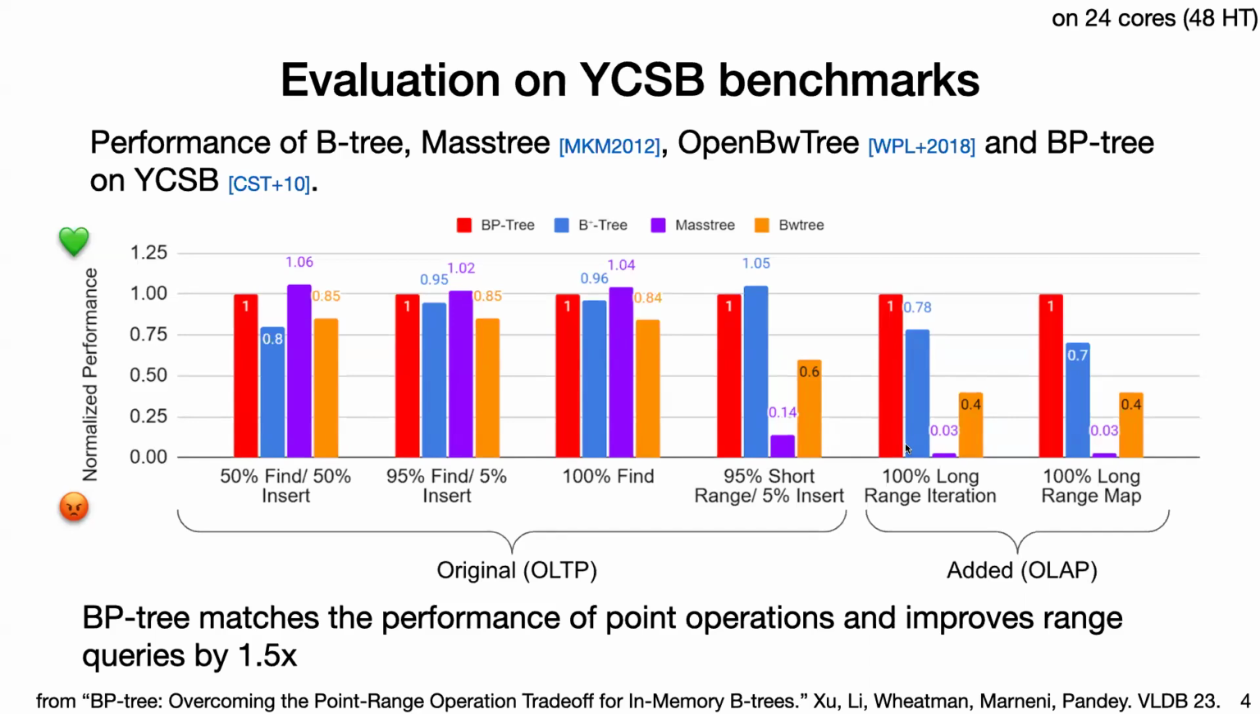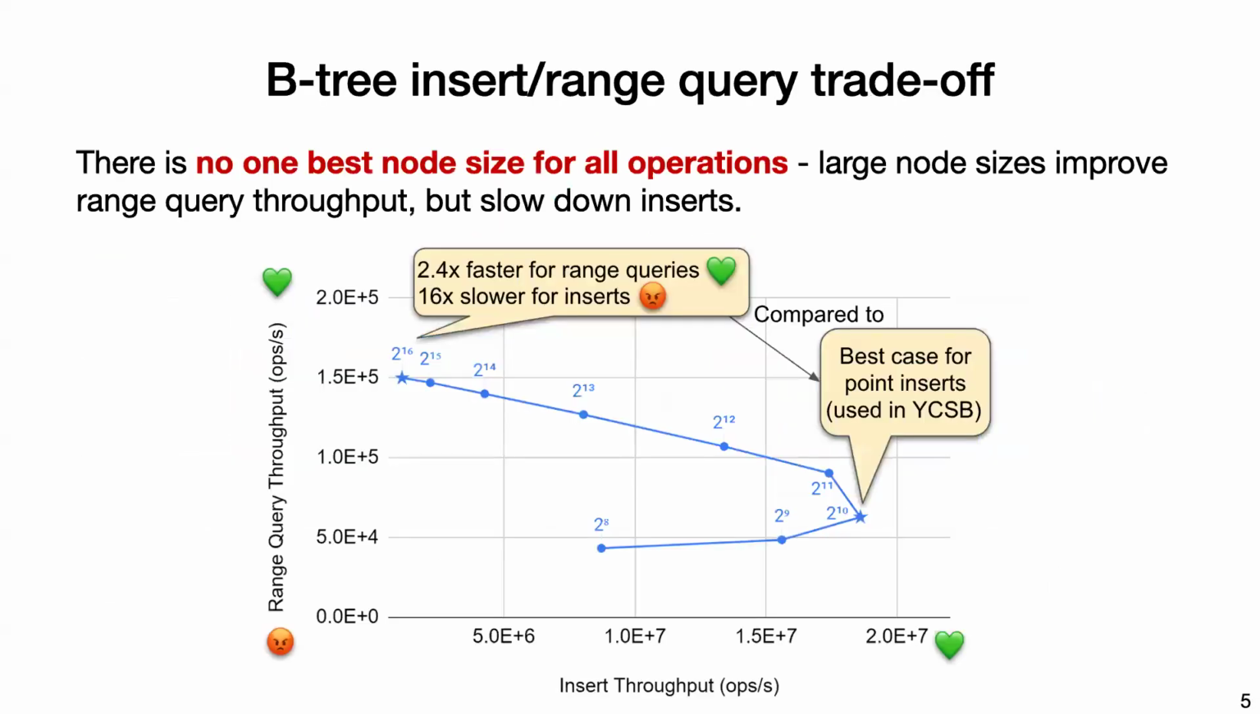Yeah, so those are some results. The bottom line is the BP tree matches the performance of the point operations and improves the range operations by about 1.5x. Any questions so far? Does that make sense?